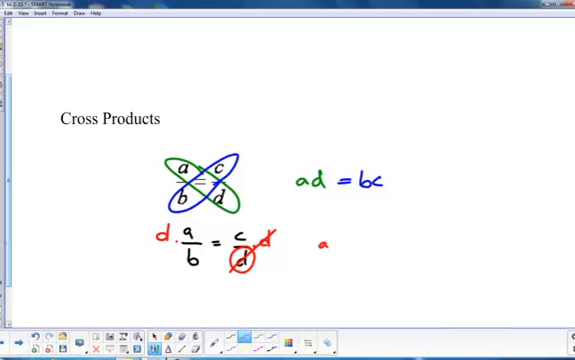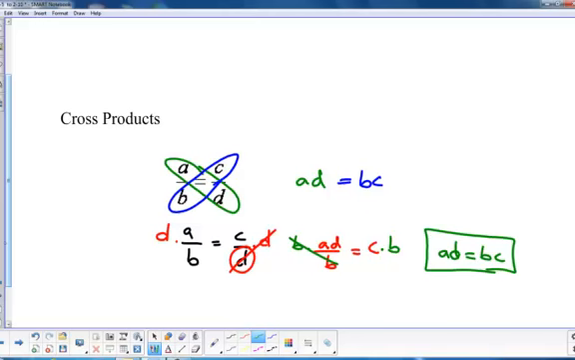So now we have AD over B equals C. And then you want to get the B off the bottom by multiplying. What you do to one side, you do to the other. So do you see how I end up with the exact same thing? AD equals BC or CB.